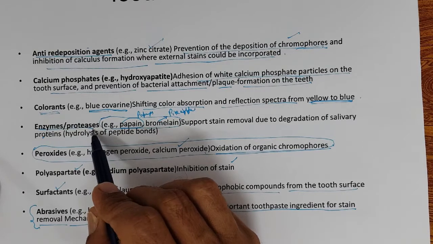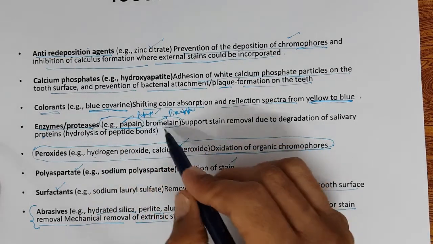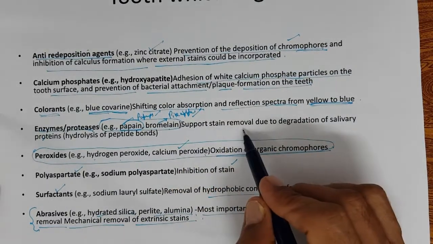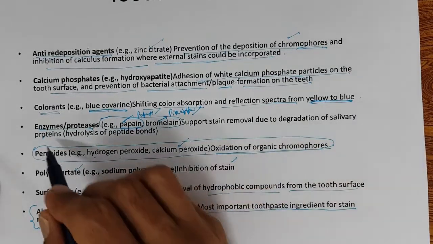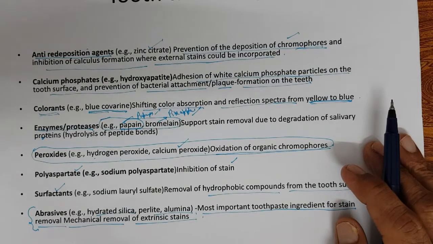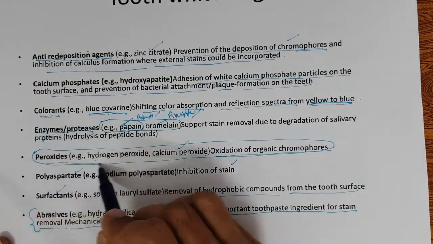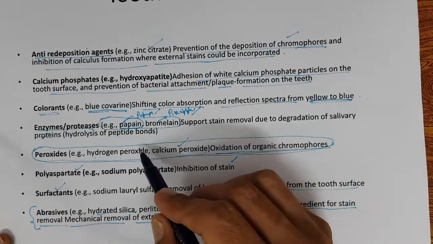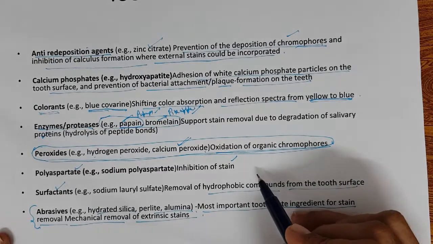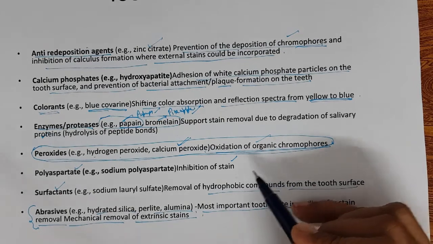The enzyme proteases, papain from papaya and bromelain from pineapple, okay? They support stain removal due to degradation of salivary proteins, which deposit on the tooth surface. Then peroxides, these are widely used, right? Hydrogen peroxide and calcium peroxide are widely used for oxidation of organic chromophores, right?